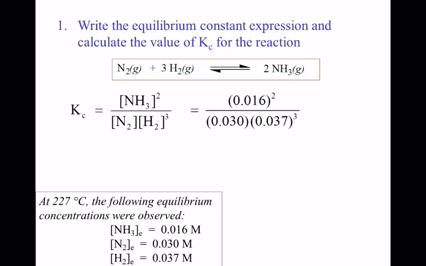So we have the quantity 0.016 raised to the second power divided by, in the denominator, 0.030 times 0.037 raised to the third power. It's kind of fun, this sort of problem, because we don't have to worry about units. Kc is unitless. It looks like we can round to 2 significant figures, and our Kc has a value that's substantial. It means that it favors the product side. So 1.7 times 10 to the second. That's it.